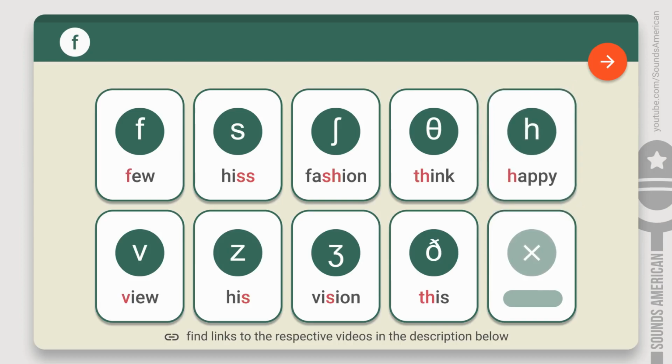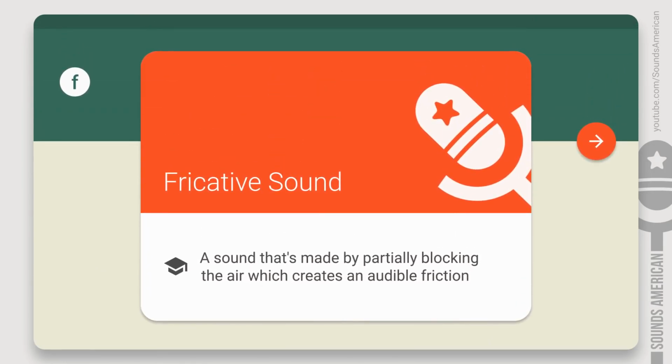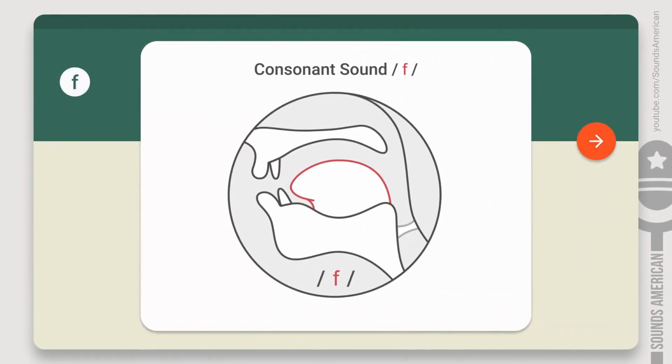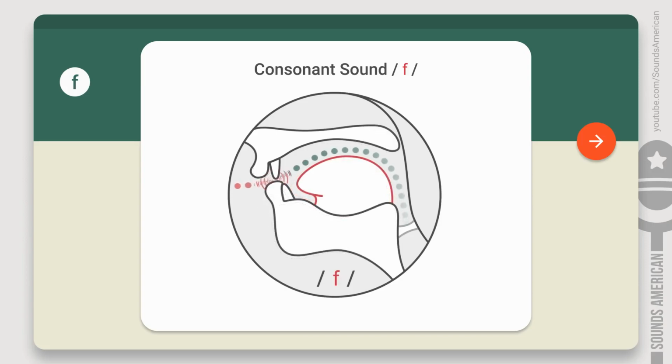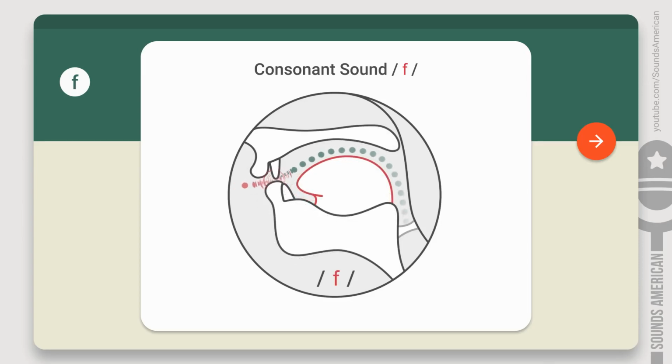So, why are they called the fricative consonants? All these sounds are made by partially blocking the air moving through your mouth, which creates an audible friction. Speaking about the f consonant, this sound is made by partially blocking the air with your lower lip and your upper teeth. Many non-native English speakers are familiar with the f sound and consider it to be easy to pronounce. Indeed, it's not the hardest consonant to make, but there are some things to watch out for.